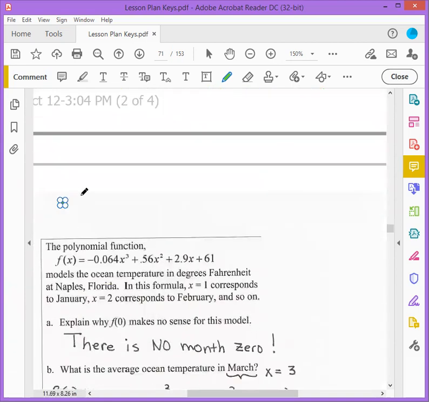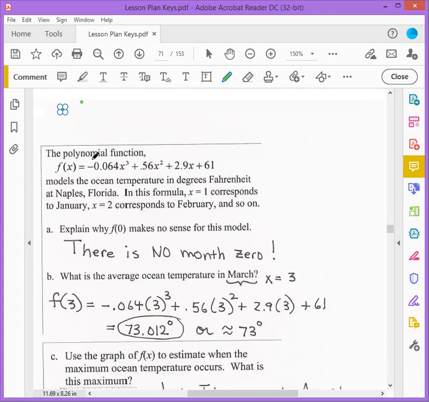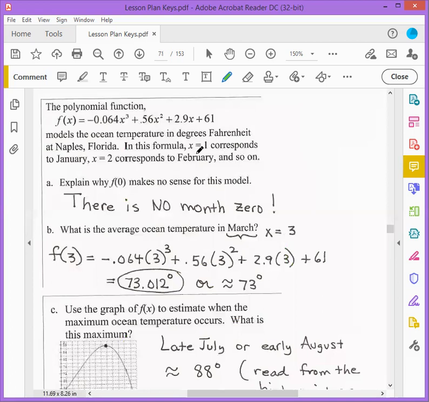All right, the next example, we have another function, f of x, and it equals negative 0.064x cubed plus 0.56x squared plus 2.9x plus 61. Now this models the ocean's temperature in degrees Fahrenheit in Naples, Florida. In the formula, x equals 1 corresponds to January. So 1 is the month of January, 2 is the month of February, and then we increase. 3 is March, and so on.